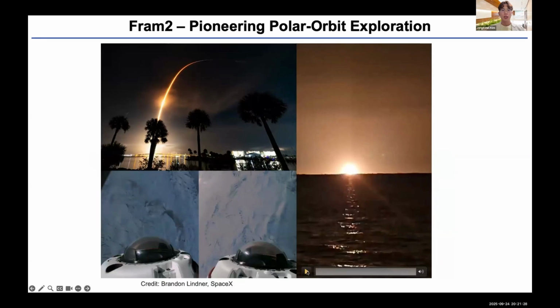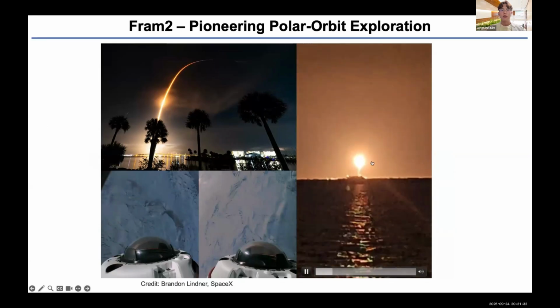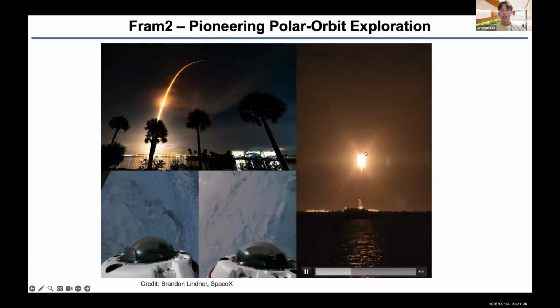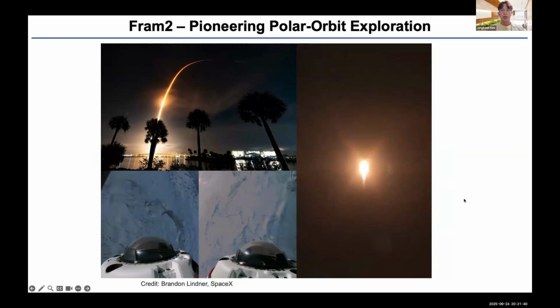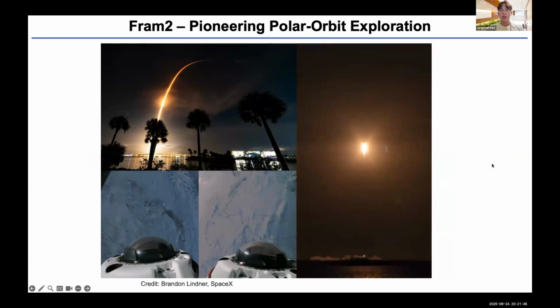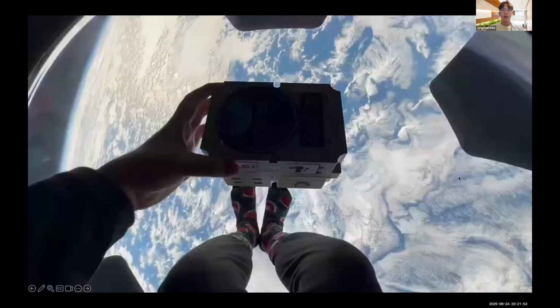So here is the video of the FRAM2 launch. The four astronauts and our two passive payloads are here on top of the Dragon capsule. I was able to see this launch at this mission. And in the box, we brought flask tubes with multiple experiments.